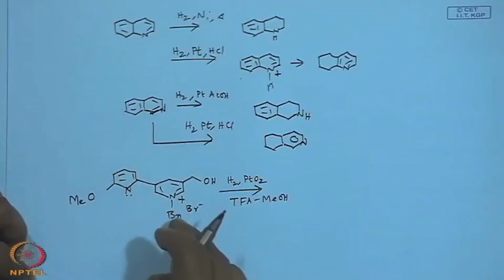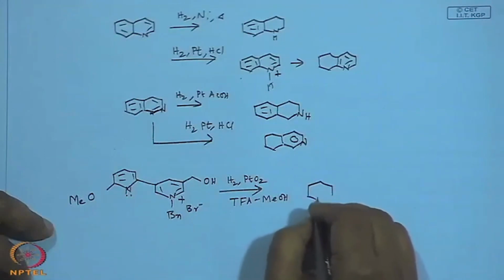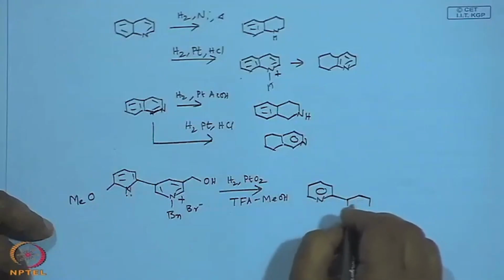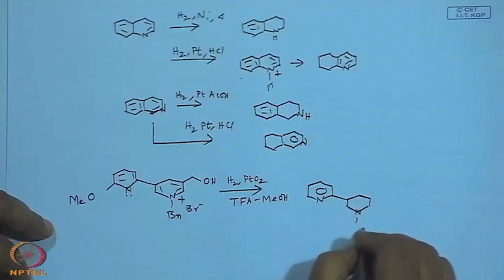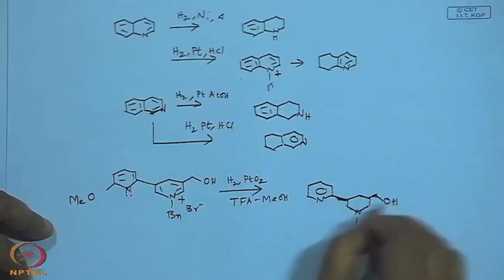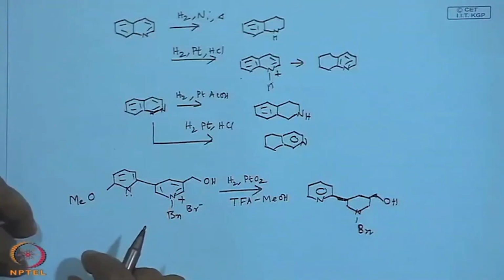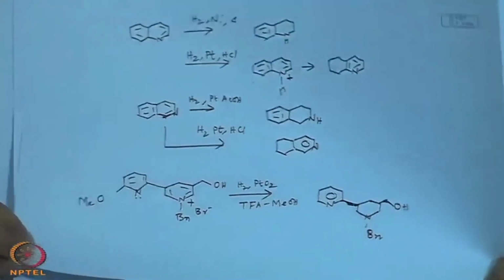the right hand side ring is slightly less, and in fact, in real life the other ring remains as it is, and this pyridinium with the benzyl group is reduced, and as usual the substituents become cis. Okay. Just maybe one more example.